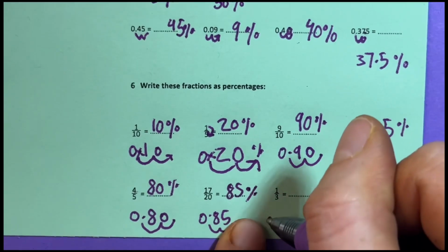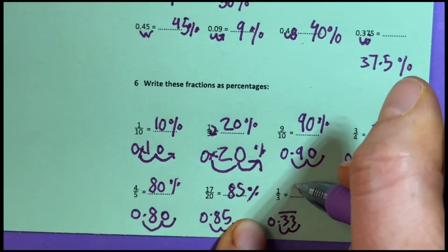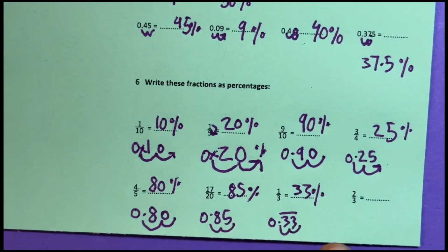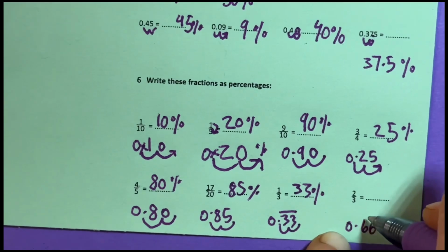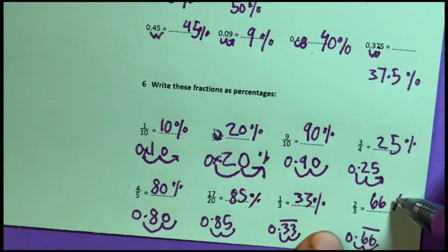1 divided by 3 is going to be 0.3333 repeating. So I'm just going to have you move it over twice and we'll simplify it and make it just 33%. And then this last one, 2 divided by 3, that's going to be 0.666 repeating. I'll just have you keep it at that. Move that decimal over twice, we get 66%.